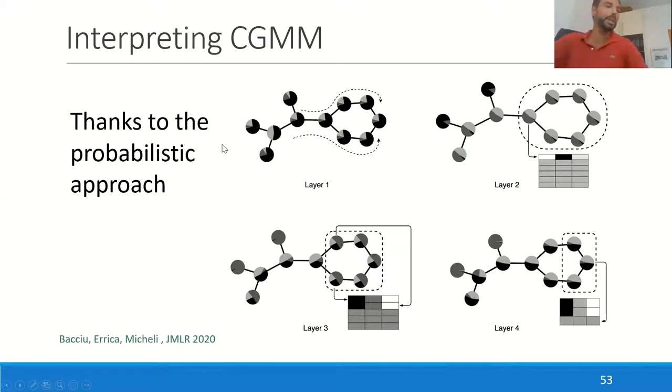Also, thanks to the probabilistic approach, you can easily obtain a nice interpretation. Because this is a graph, you can visualize the posterior, the probability of each of the different symbols assigned to each of the nodes. You can see that, for instance, in this community here, they tend to have the same distribution of posterior of symbols, meaning that they tend to be similar. As you keep layering, they tend to be differentiated. At layer two, they are very much similar. At some point, this group of nodes here are similar but different in posterior from these ones. So thanks to the probabilistic approach, you also have a way to interpret the result of your trained model.